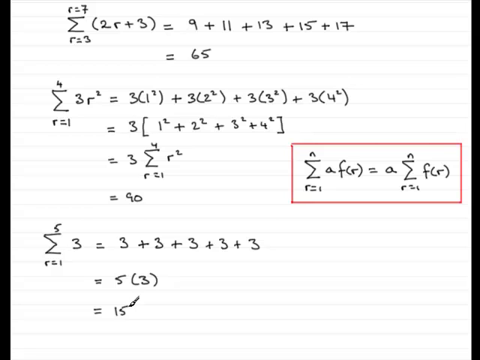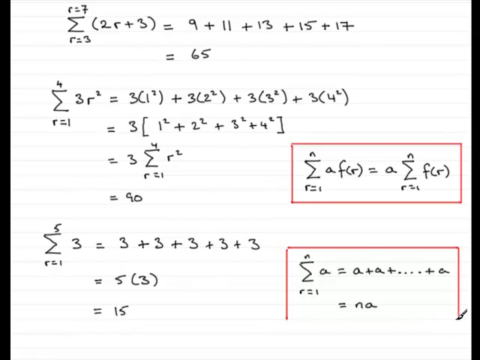But the point I want to demonstrate here is that essentially if you have got summation, sigma, of a constant, r going from 1 to n, then you're going to write that value of that constant, a, if you like, you're going to write that down n times over. So what you end up with is n times a. And this too is another rule that I want you to commit to memory.